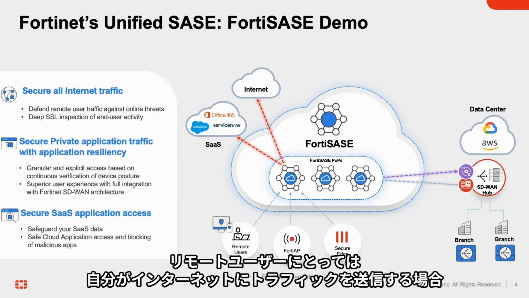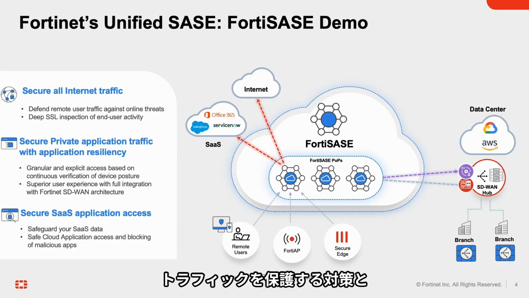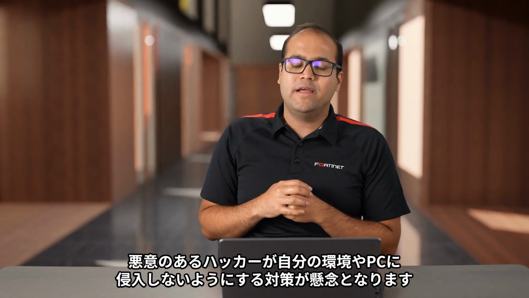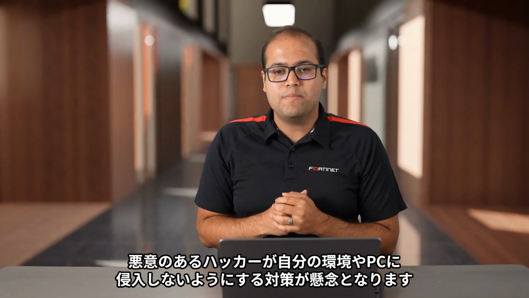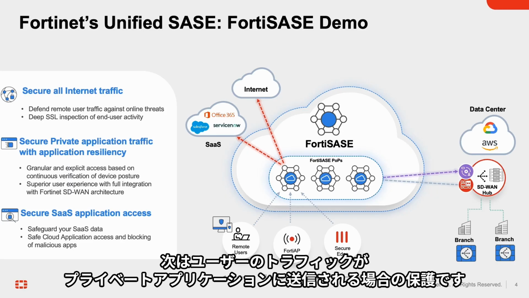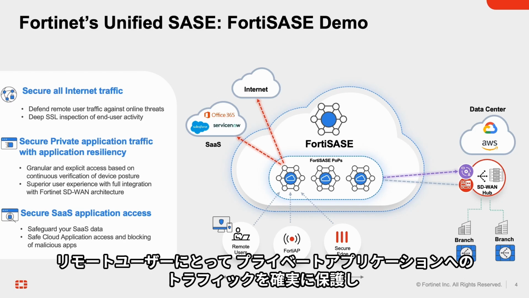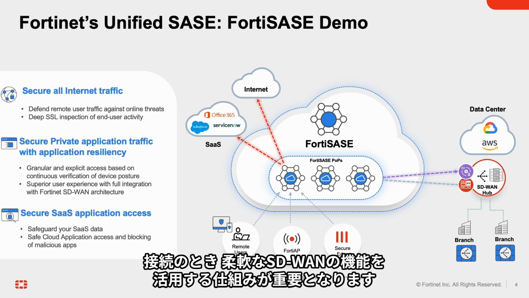From a remote user perspective, when the remote user sends the traffic out to the internet, how is that traffic secured? How do you ensure that no malicious hacker can get into that user's environment or the user's laptop? The next use case is where we are going to secure the user's traffic going out to the private applications. As I mentioned, I do have a web server sitting in public cloud. So I'll show how the traffic from the remote user goes to that private application, and we are able to insert SD-WAN resiliency for that connection as well.